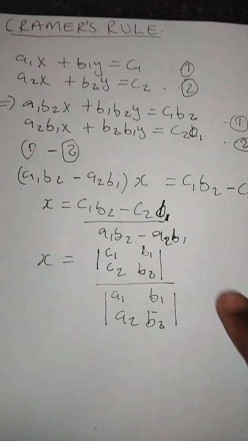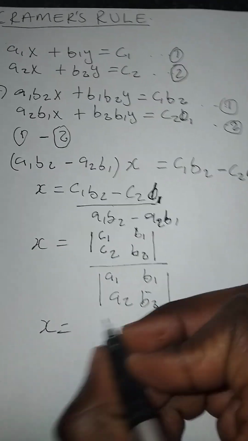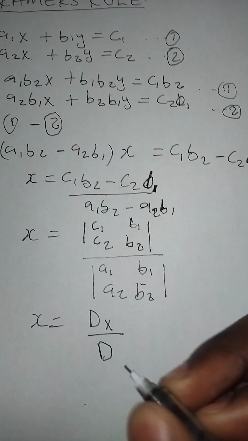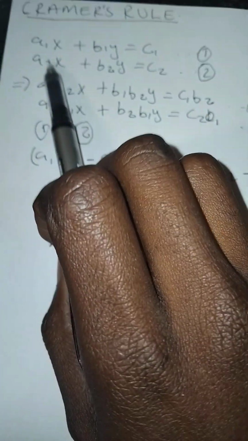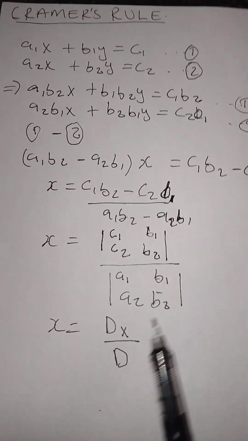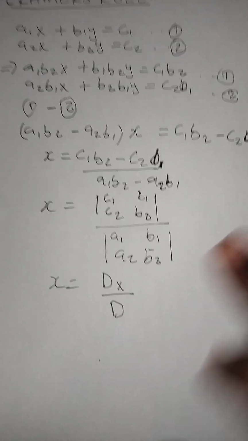So now we can say it is Dx, the determinant of x, divided by D. The determinant D is found directly from taking the coefficients of x and y, just like that. We see it's a1 a2 b1 b2.